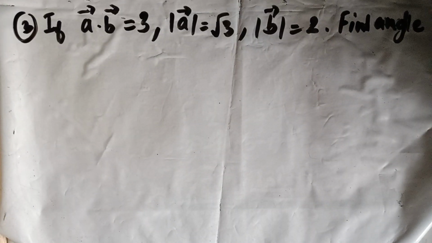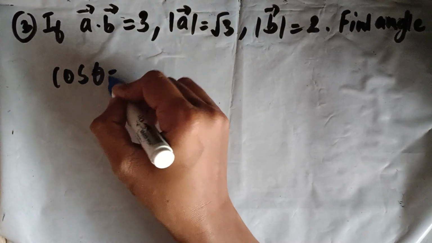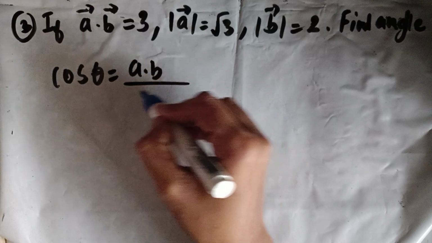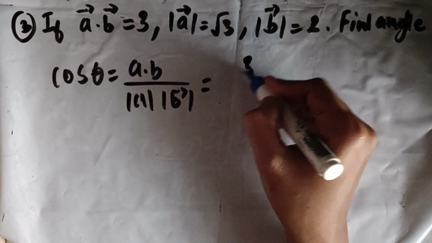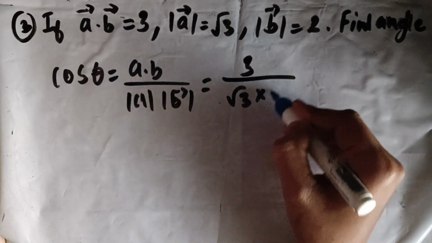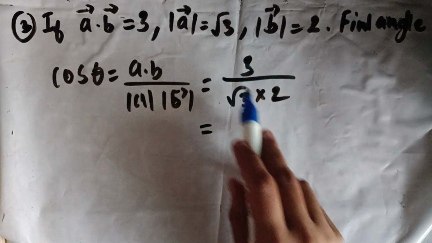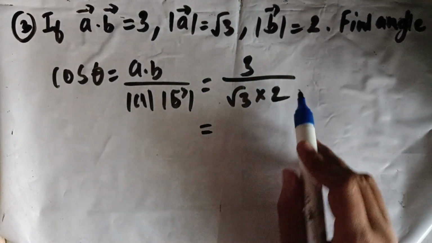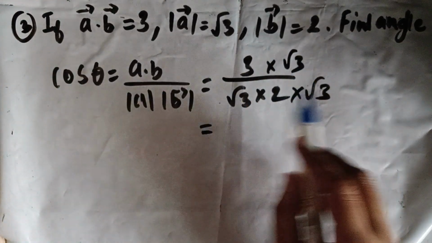Next question, if A dot B is given, magnitude of A and magnitude of B is given, you have to find the angle between A and B. Okay, so A dot B is given, so you have to take cos theta. 3 upon root 3 into 2. Okay, so we don't have this type of value, right? So we have to remove this root 3. So I'll multiply by root 3 in the numerator and denominator.